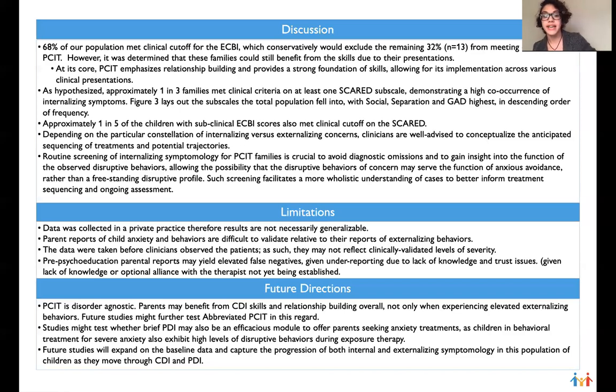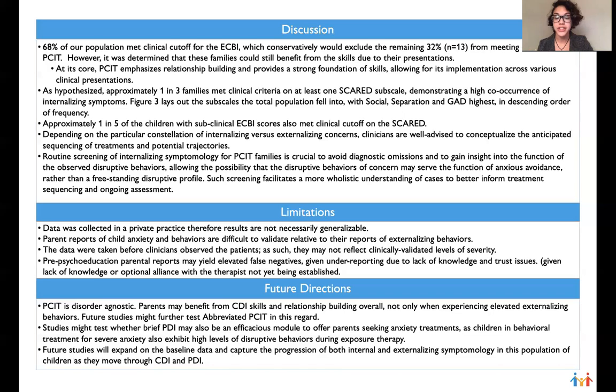You're really wanting to capture and completely understand all of the different possibilities in your case, how these children are presenting at intake at baseline. And so what we were really looking at is capturing that full clinical picture using these measures. Some limitations were that data was collected in a private practice. Therefore, the results are not necessarily generalizable.